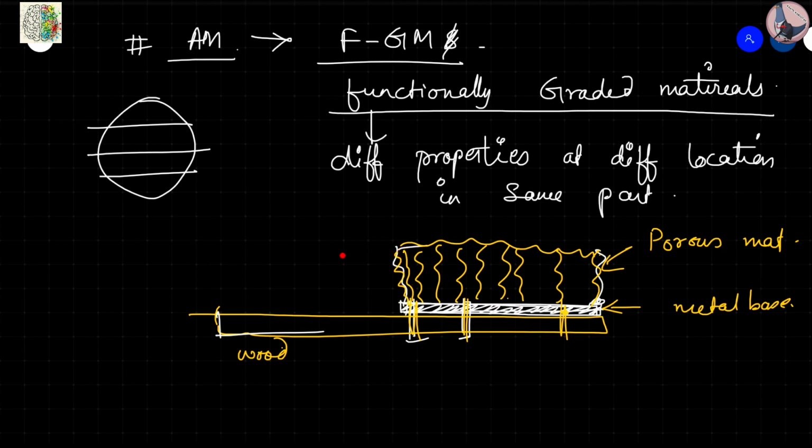So you will get one single big part which will have different properties. This will have one property, metal will have a second property, wood will have a third property. So you can see in the very same component, you can have a final product which will have different properties. Now you may wonder where such types of things can be used.